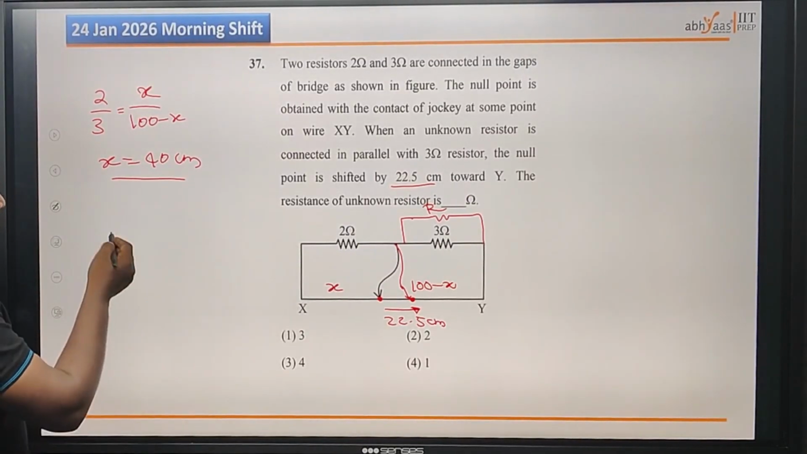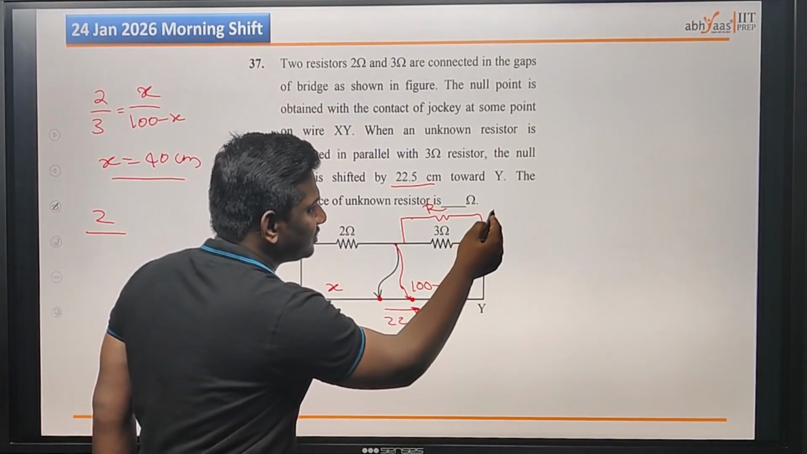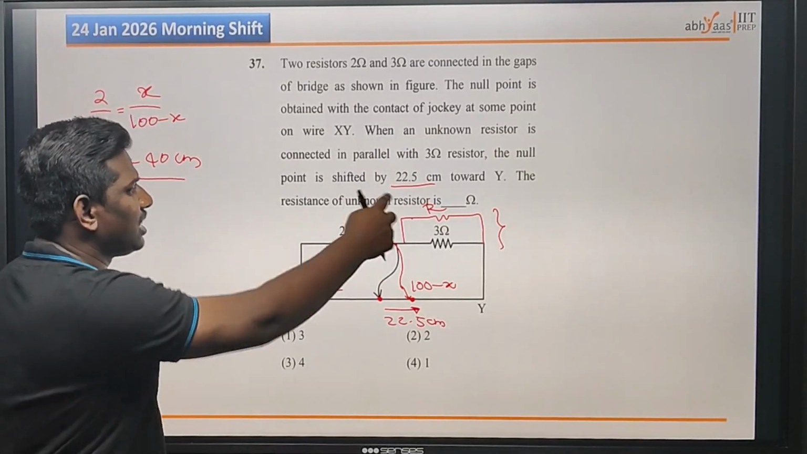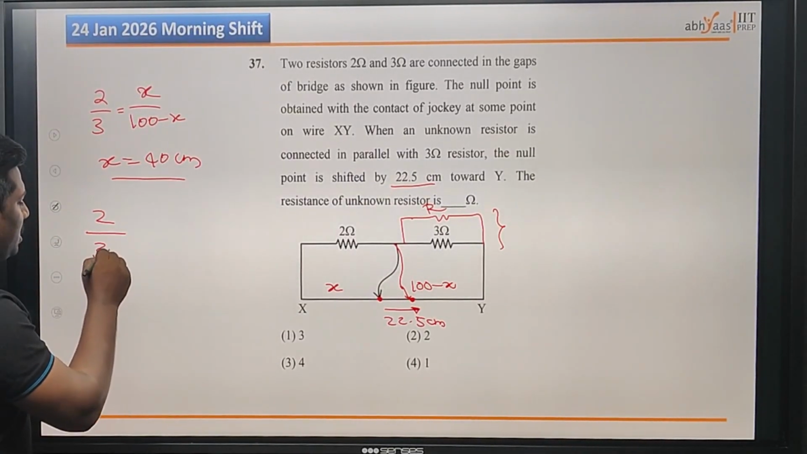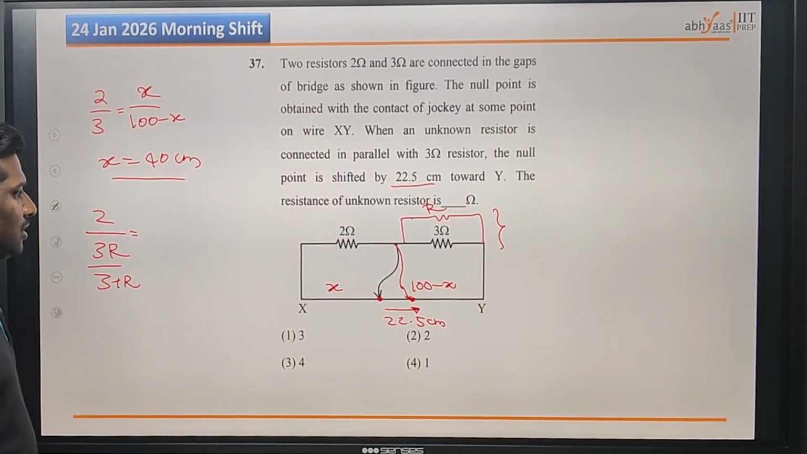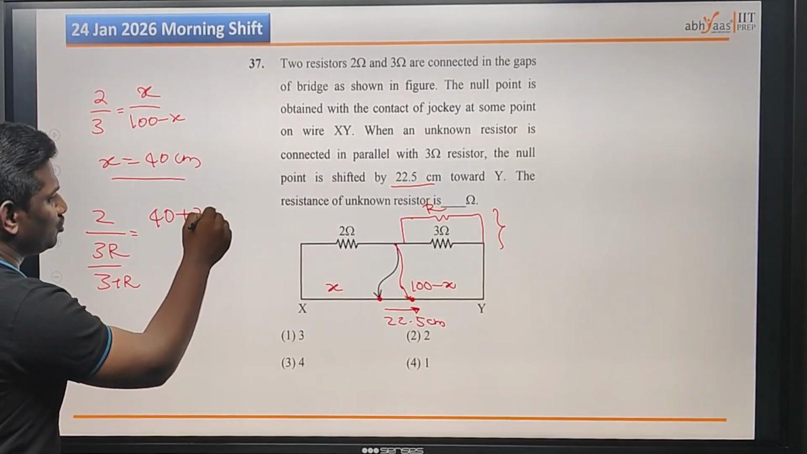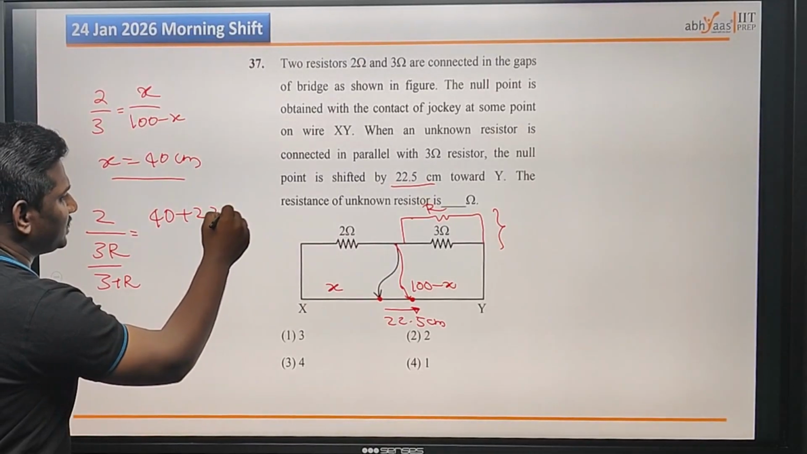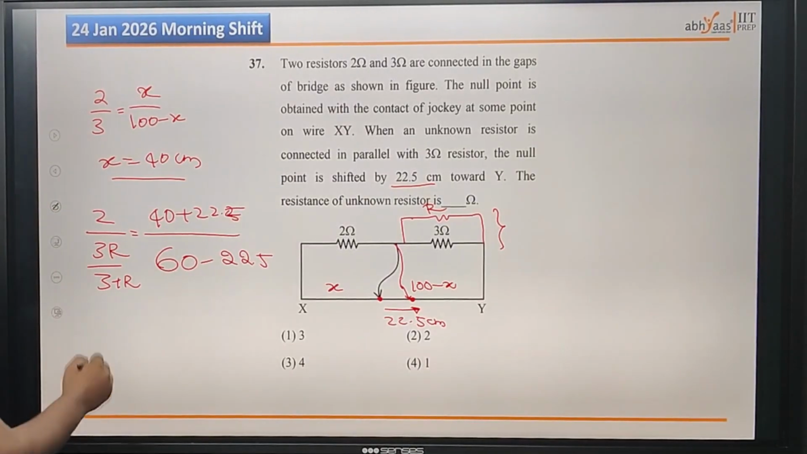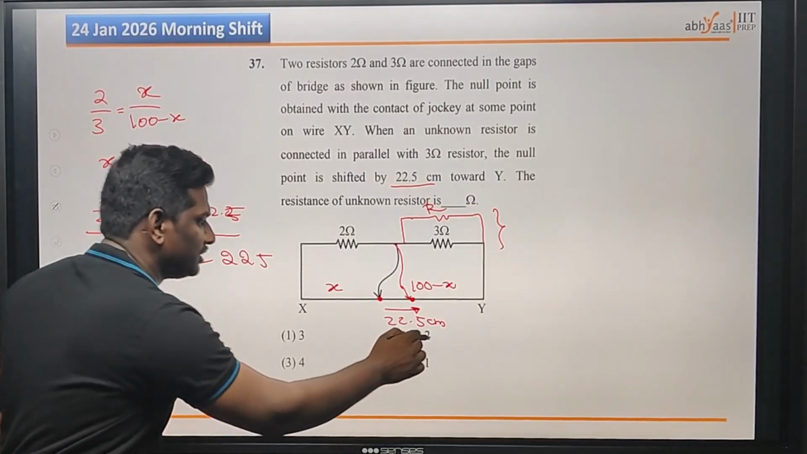For the second case, 2 by, you have to include this extra R also, which is parallel to the 3 ohm. What is the equivalent resistance here? 3R by 3 plus R equal to, what is the value of x? X is nothing but 40. So 40 plus 22.5 centimeters by 60 minus 22.5. If you solve this, you will get R value as 2. So option 2 is the right answer.